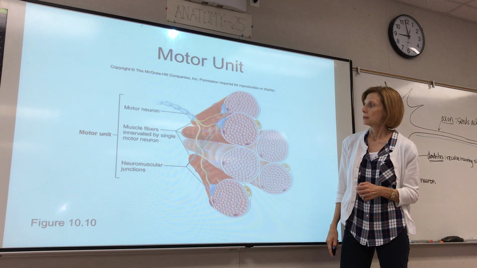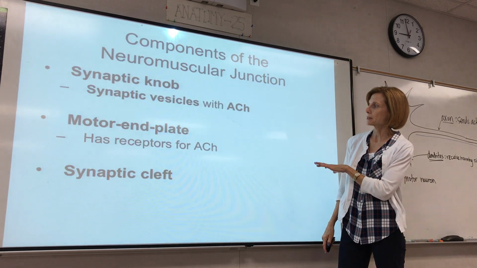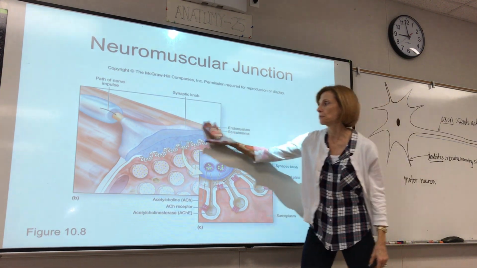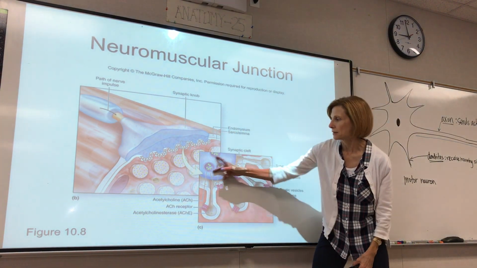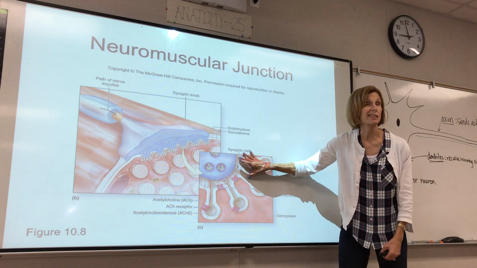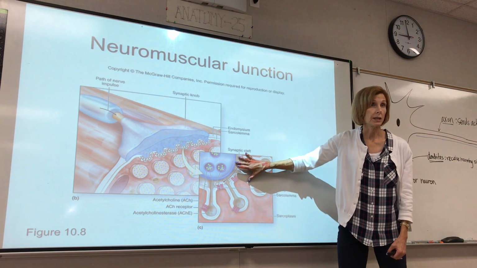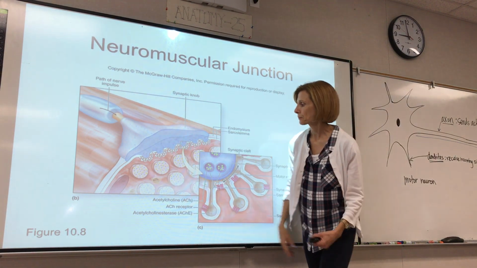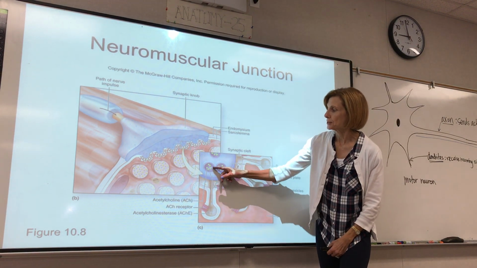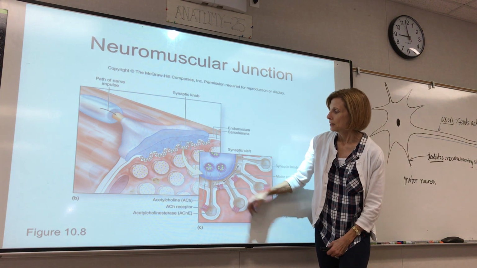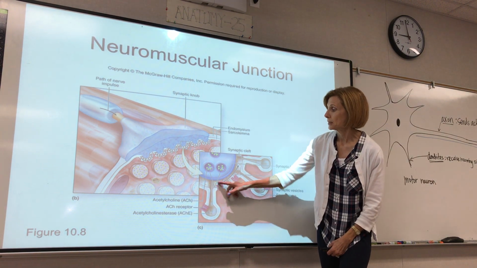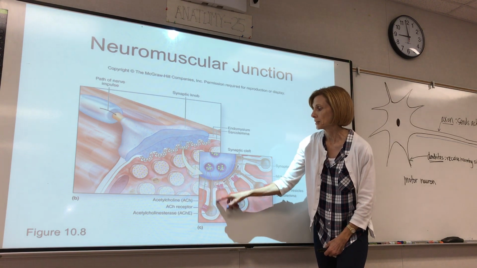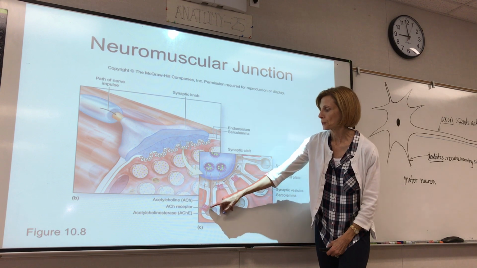Okay, and let's come back to this in just a second. When we look at the neuromuscular junction in the book, if you look at this close-up that they drew, this is basically what I just drew. This is the end of the axon, the synaptic knob. And these are synaptic vesicles with the acetylcholine. This is the synaptic cleft, and this is the motor end plate with all the folds of the sarcolemma here, and these are receptors for acetylcholine.